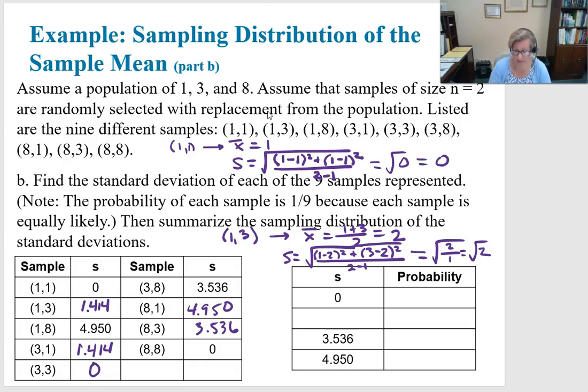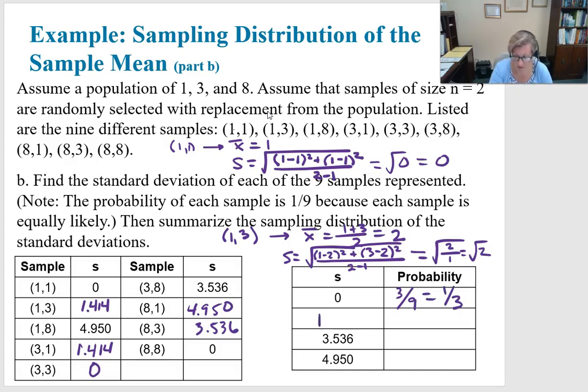Now I want to look at the probabilities. The probability of each sample is the same. It's 1/9 because they're independent. We used replacement. We put them back in before we chose our next sample. So we can summarize because we notice there are some repeaters. We have 9 results because we had 9 samples, and 3 out of the 9 were 0. So that's a probability of 1/3. So I have a 1/3 possibility that I'm going to get 0 as my standard deviation.